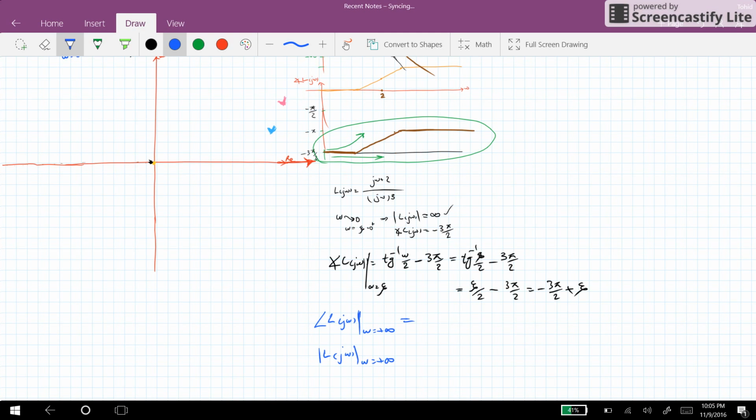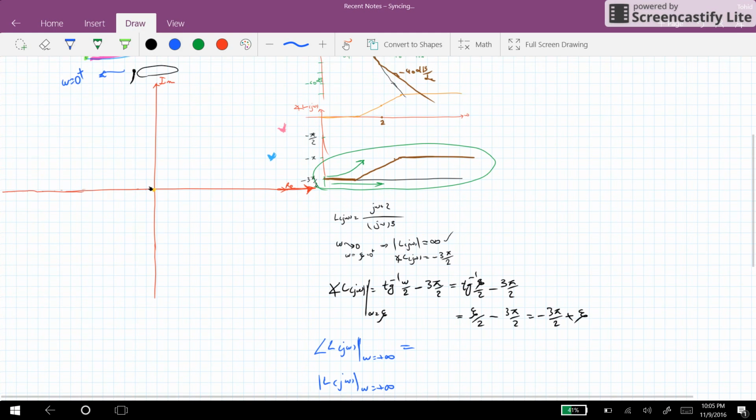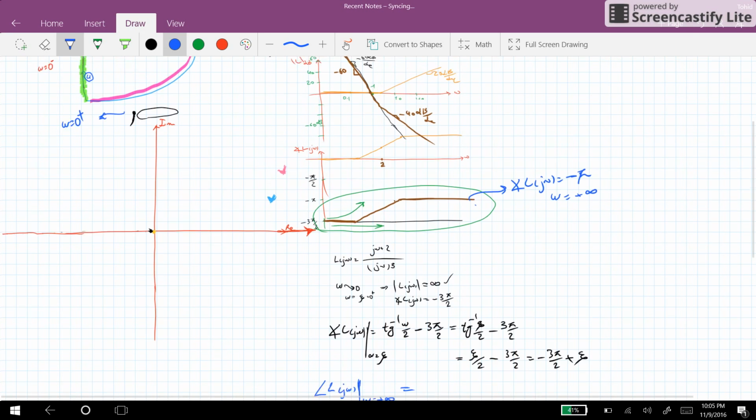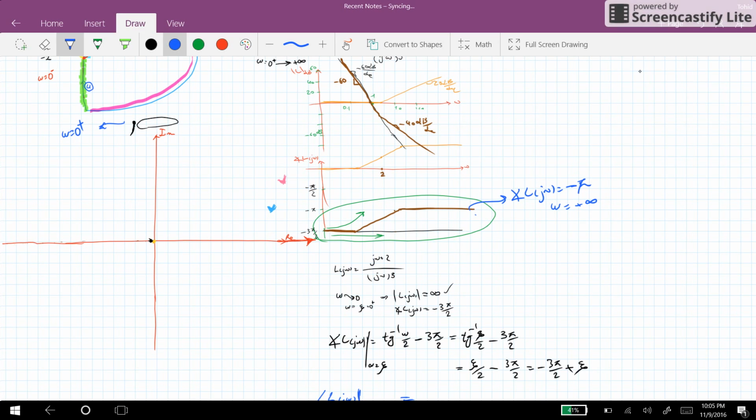And we can see it, first of all, here from the Bode plot. We can see that the phase of L is equal to minus pi at omega equal to plus infinity. And in terms of amplitude, we can see it from here again from the amplitude plot as well. Amplitude is equal to 0, or it's equal to minus infinity in terms of decibel.